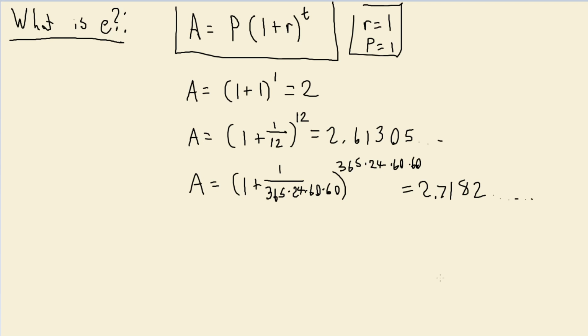And you might be surprised by this. When we went from compounding interest once every year and just using our annual rate of interest, we doubled our amount. And then when we did it once every month, we got a little bit more than double. We got 2.61305 times our original amount.